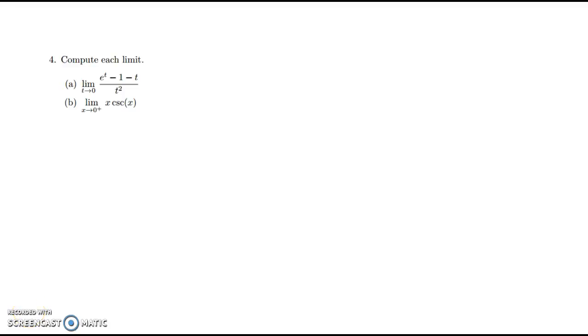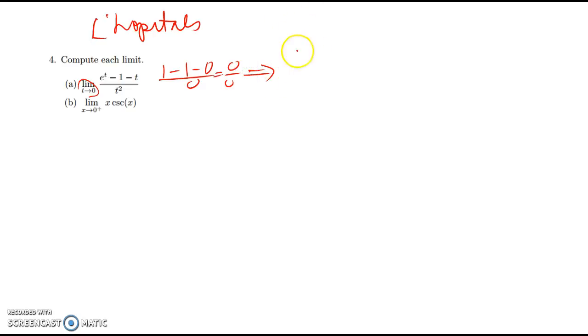All right, we need to compute each limit, but we're probably going to be working with L'Hopital's rule because we'll have some indeterminate limits. If I go ahead and just substitute in here, I would get 1 minus 1 minus 0 over 0, which means indeterminate. So if I take the derivative of both the top and the bottom, I will get t e to the t minus 1 over 2t. That's also going to be indeterminate, 0 minus 1 over 0. So I have to do it one more time.